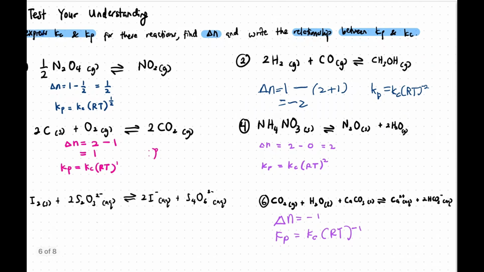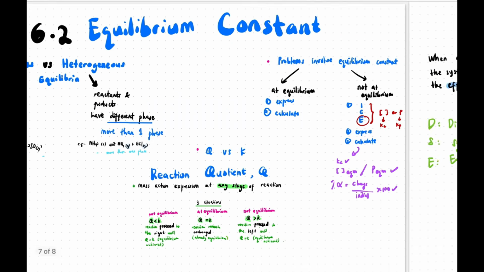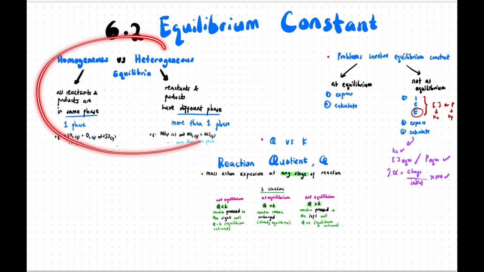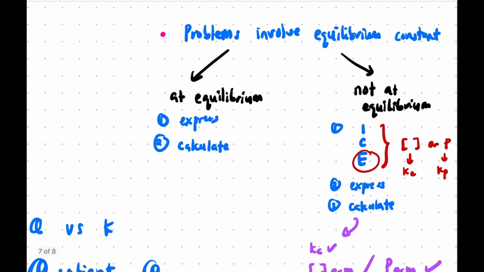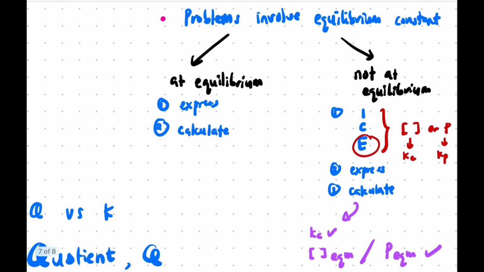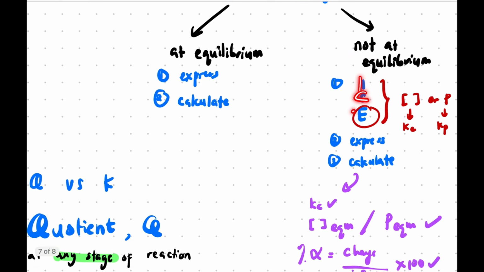Okay, now 6.2 is basically selepas kita sudah belajar homogeneous heterogeneous equilibria, we will learn about the calculation. Calculation dia kalau semua situasi sudah equilibrium, kita just express and calculate whatever yang kita mau calculate. Tapi kalau soalan dibagi dalam bentuk not equilibrium, kita kena guna ICE table, in which ada initial, change, and equilibrium table, and express the Kp or Kc and after calculate.